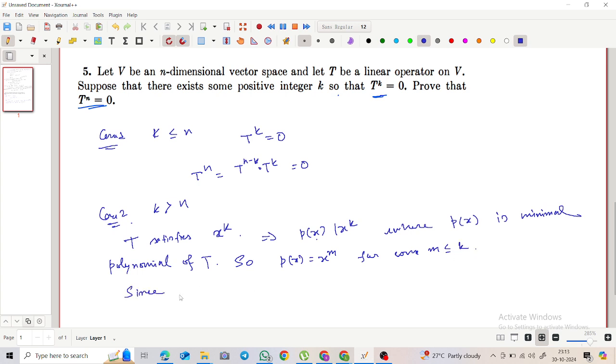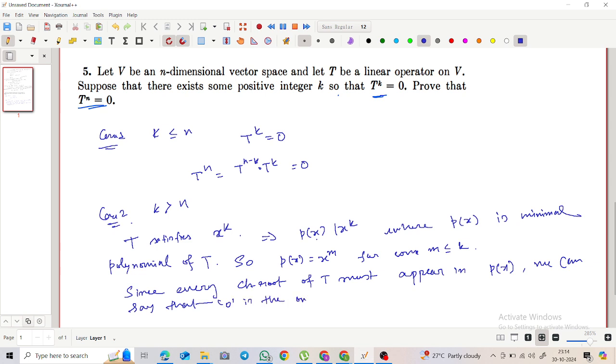Since every characteristic root of t must appear in px, we can say that 0 is the only root of fx, where f is the characteristic polynomial of t. Thus fx is of the form x to the power n. Okay.